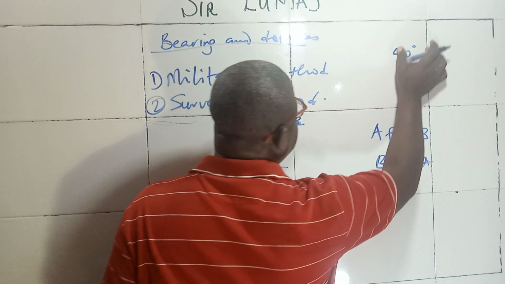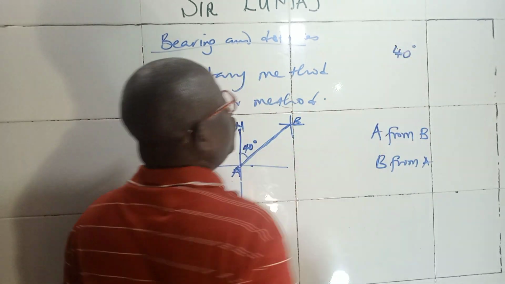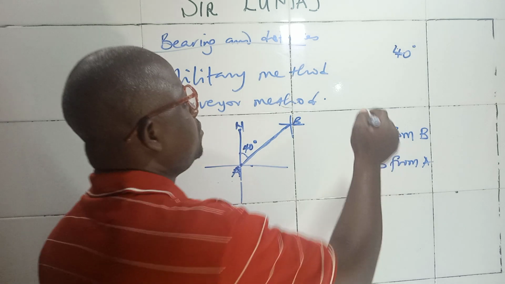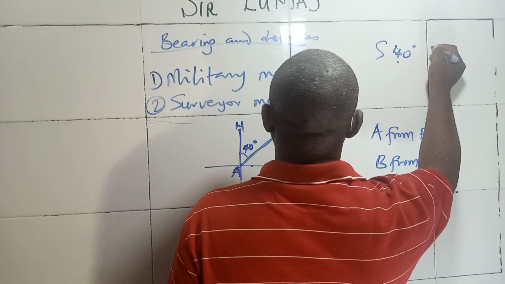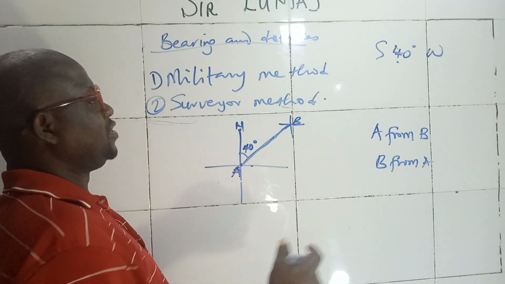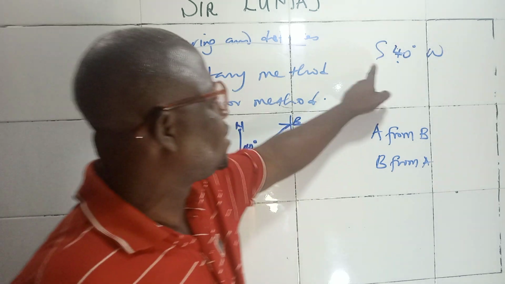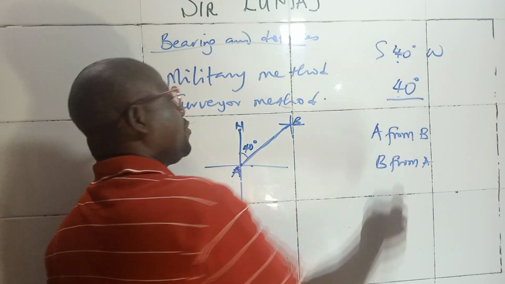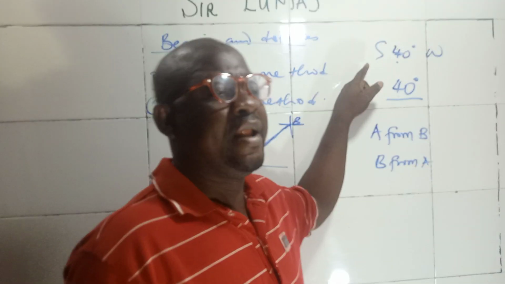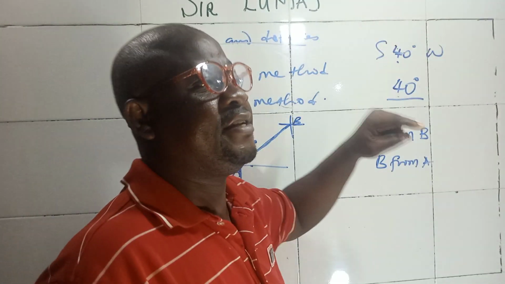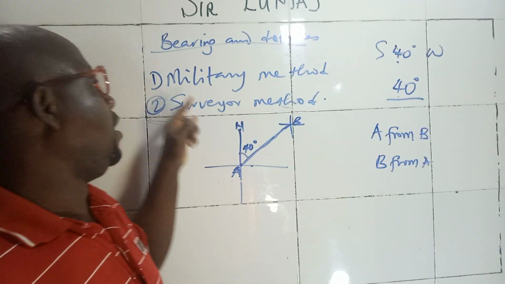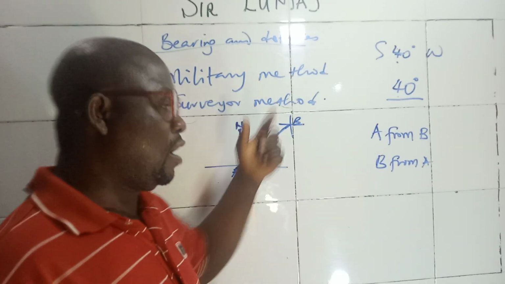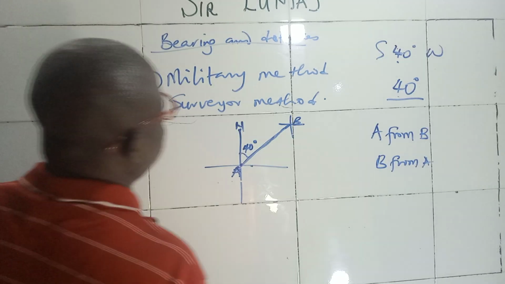When you are writing only the angle without showing whether it is south 40 degrees west or south 40 degrees east, just writing 40 degrees, this is the military method. But if you are showing whether it is southwest or northwest, that is the surveyor method. I will explain this further.